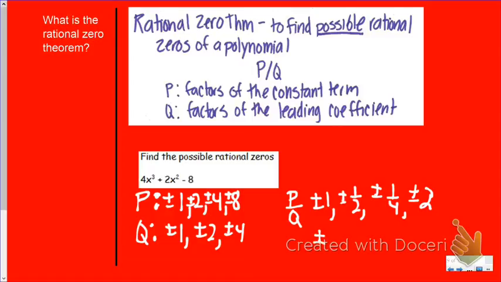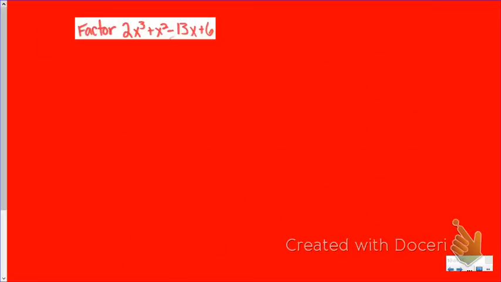Then I have plus or minus 4 over 1. 4 over 2 I already have. 4 over 4 I already have. And then plus or minus 8 over 1. 8 over 2 is 4, which I already have, and 8 over 4 is 2, which I already have. So those are all the possible rational zeros. So these are the numbers I would test with the synthetic division in order to be able to factor. So that's what we're going to do to factor something like this.